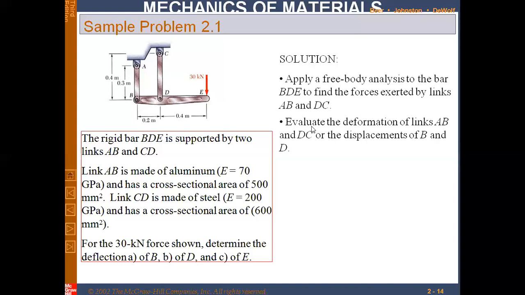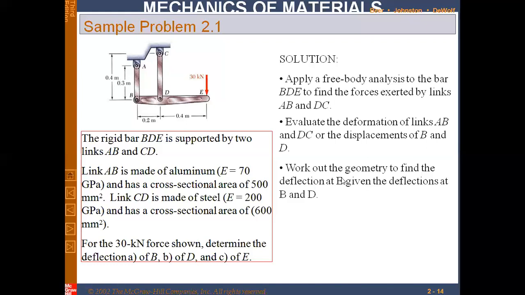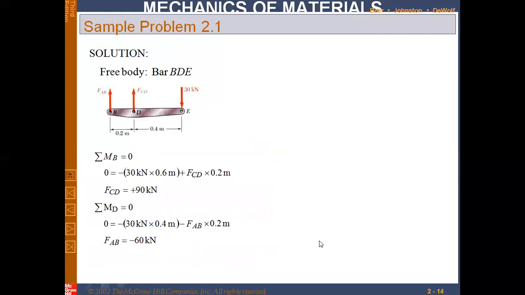So we have to evaluate the deformation of lengths AB, CD, and the displacement of points B and D, etc. At the end, we have to use some geometry and trigonometry to find out the displacement of point E.